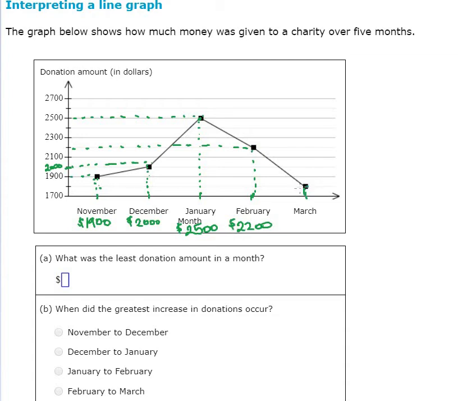And March is actually the minimum amount, and it goes to right here, which is $1,800. So the least donation amount in a month is $1,800, and it was in March.